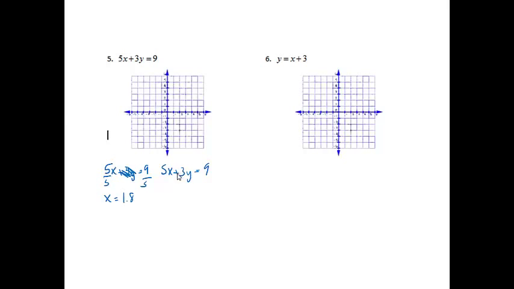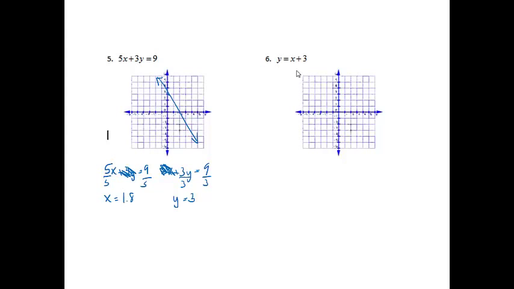And then to get my y-intercept, we'll let the x value be 0. So to get the y, we'll divide both sides by 3, and we will get 3. So my y-intercept is 3, which means I'm going to go up on the y-axis at 3. And then once again, I'm just going to connect those 2 points and arrows on the end. Right, number 6, y equals x plus 3.